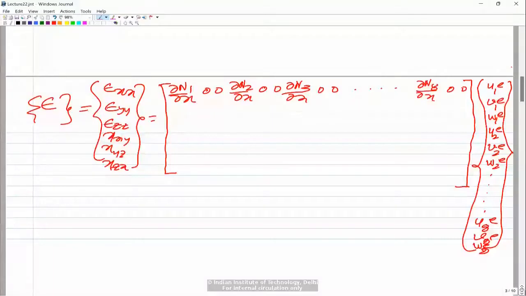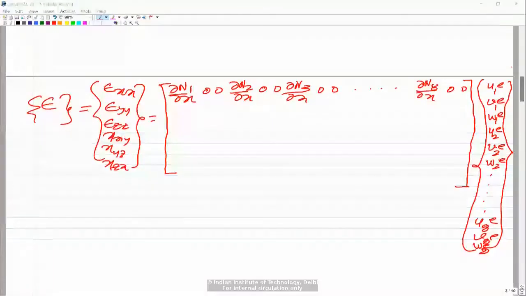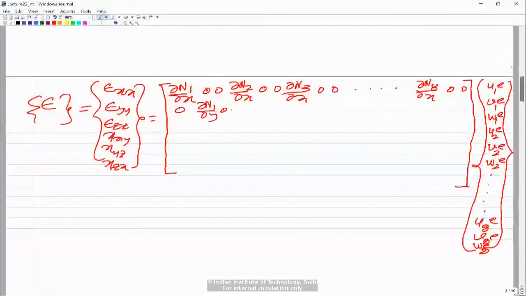Epsilon yy will be the derivative of v with respect to y. Now when you look at it, v is coming at the second, fifth, and so on locations, and the derivatives are with respect to y. So we'll put 0 here, and then we will have del n1 by del y, 0, 0, del n2 by del y, 0, 0, del n3 by del y, 0, and then you will have 0, del n8 by del y, and 0. So this is epsilon yy.